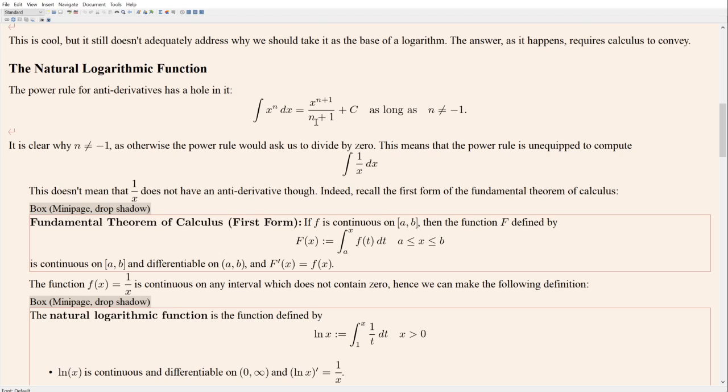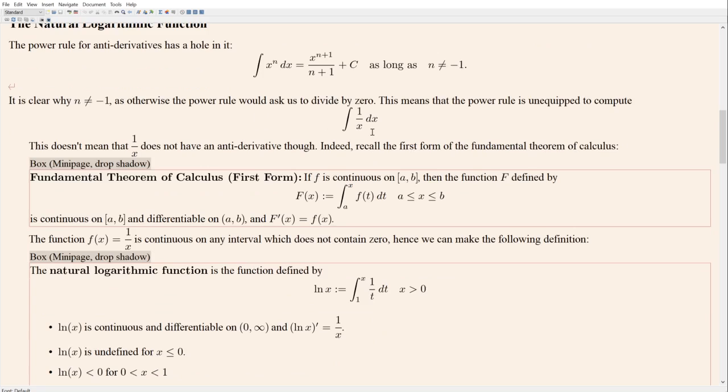I mean, what if it was? Because then we would have -1 plus 1, which is 0. So if this was -1, the power rule would ask us to divide by 0, which is clearly incompatible with reality. So that means the power rule has a hole in it. It can deal with all exponents except for -1. So x to the power -1, remember, is just the reciprocal. So the power rule does not know how to deal with this antiderivative.